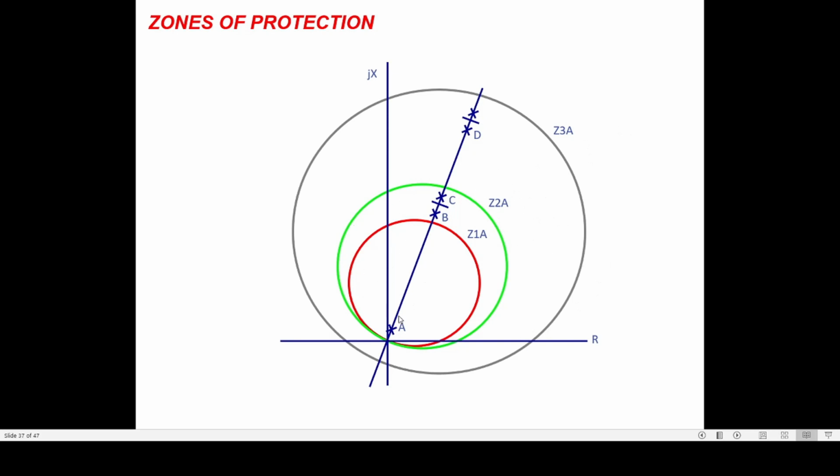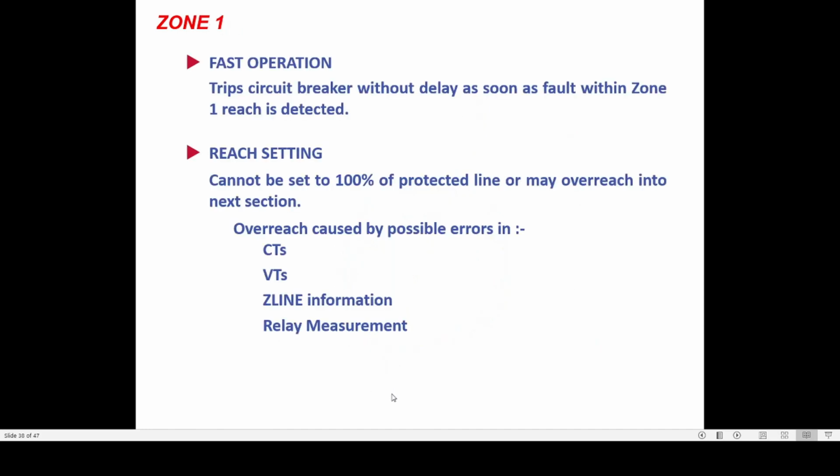And now zone 2 will be 120%, so a circle with diameter 120 ohm is drawn, and zone 3 will be ZAB plus CD times 120. If you see here, zone 3 is drawn in both directions. In some relays, zone 3 consists of two parts, zone 3 forward and zone 3 reverse. So basically we have three forward zones, zone 1, zone 2, zone 3, and one reverse zone, which is zone 4 or zone 3 reverse.